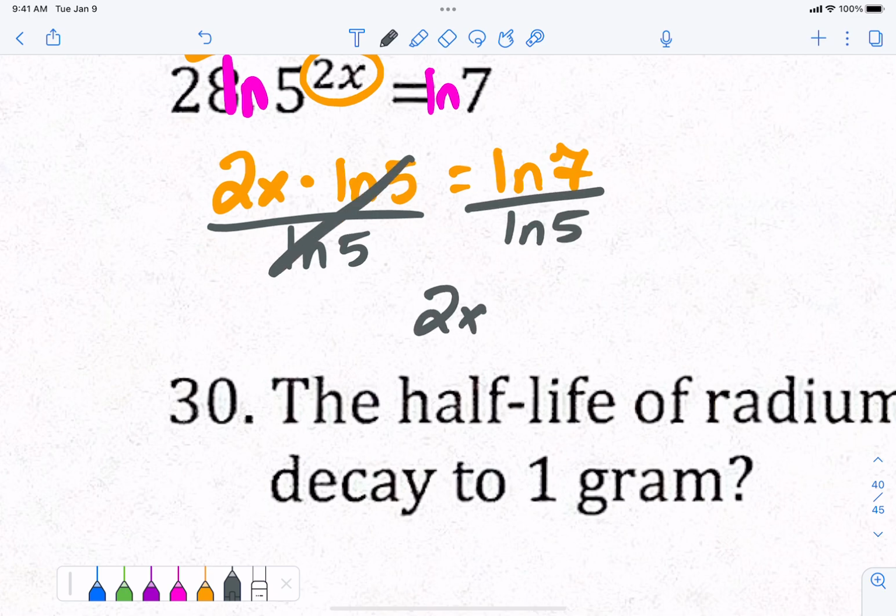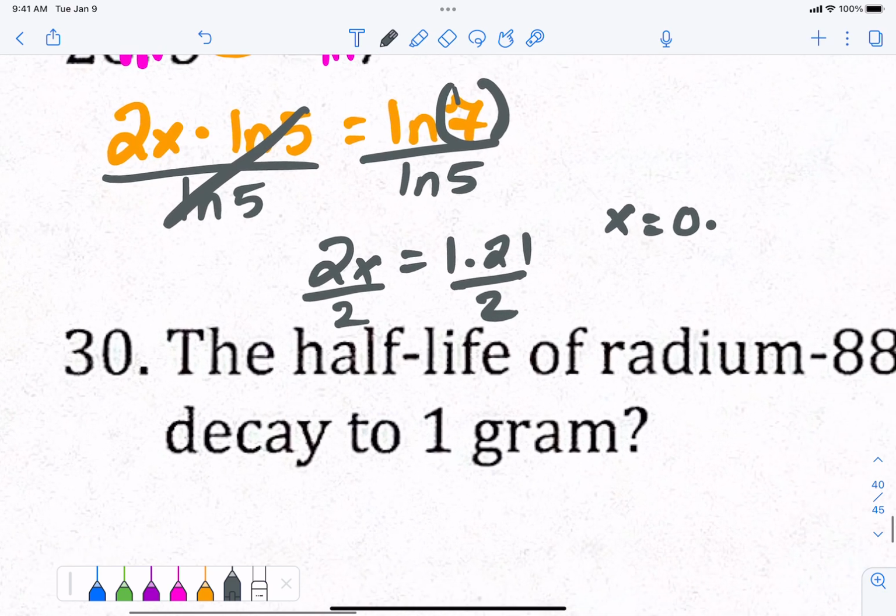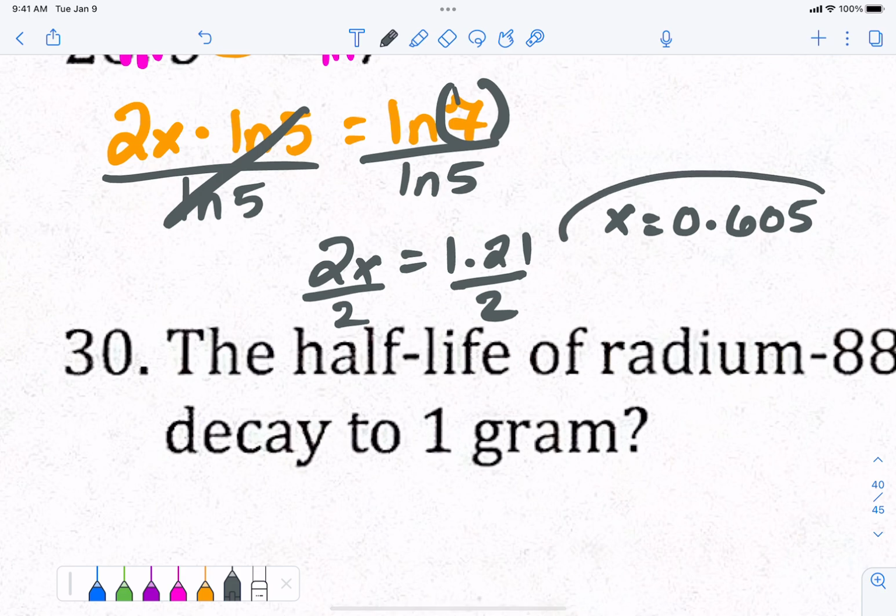So 2x equals whatever that decimal is. What's ln of 7? Make sure you close your parentheses after your 7. And then divide by ln 5. That's 1.21. Then divide by 2, right? So x equals like 0.6 something. 0.605. Got it? I did it a different way. I think I did that wrong. Possibly.